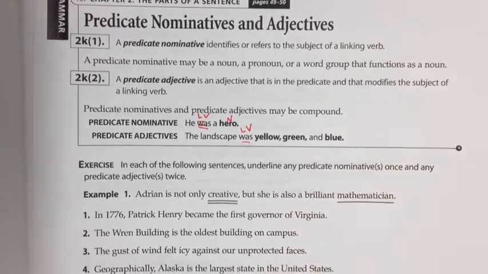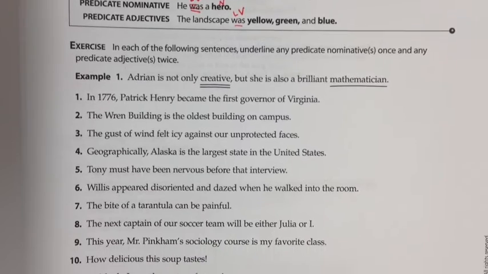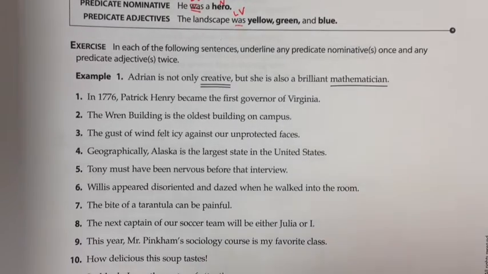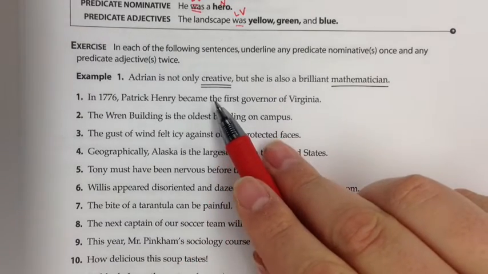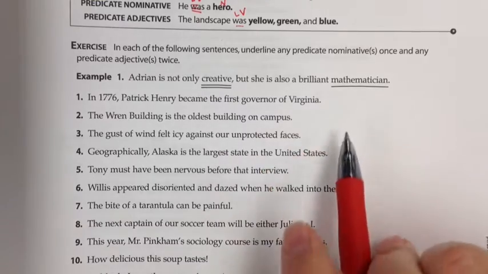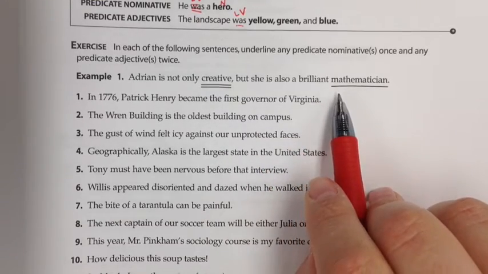Let's do some of the exercise below. What we have to do is find all of the predicate nominatives and adjectives. We're going to double underline the predicate adjectives and single underline the predicate nominatives.